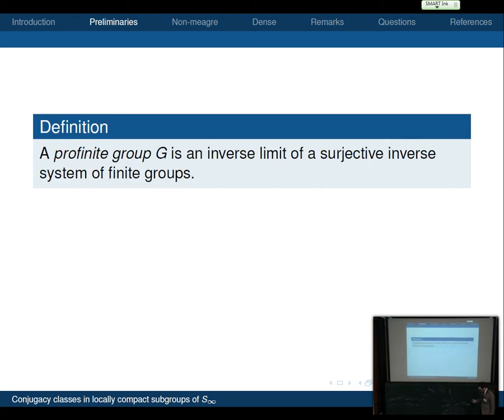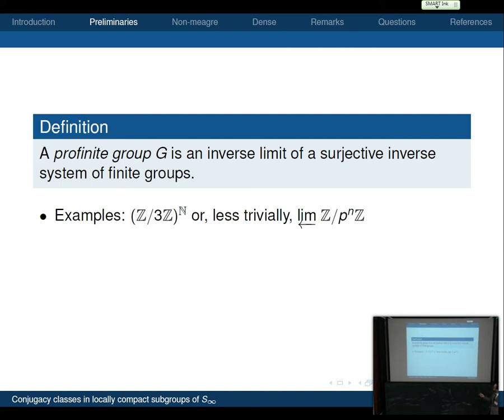Okay, so I should recall the definition. A profinite group is an inverse limit of a surjective inverse system of finite groups, whatever that means. So the examples to keep in mind are something like the countable power of Z mod 3Z, or less trivially, the inverse limit of Z mod p^n Z, where the binding maps just send 1 to 1 for all these cyclic groups. This is sometimes called the p-adic integers.